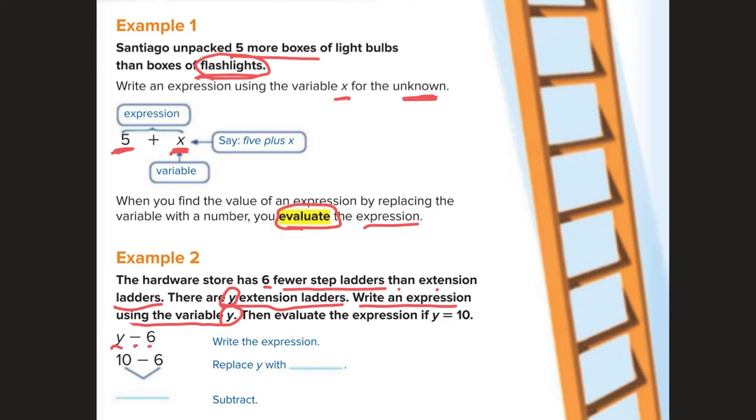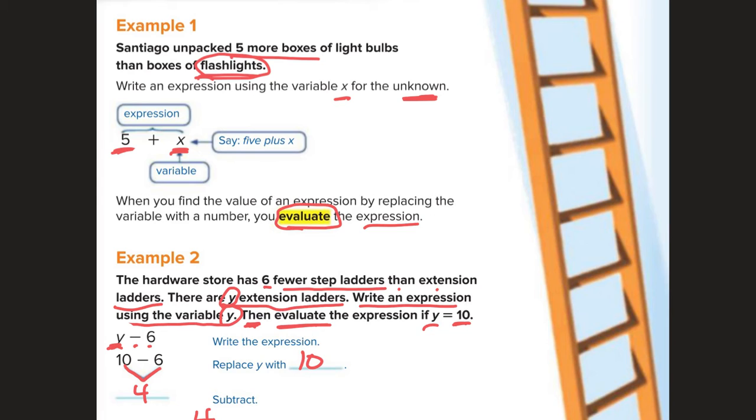But then the last part says, then evaluate, which is a fancy word for solve, the expression if Y is equal to 10. What that means is we're going to take the Y and replace it with a 10. So if I'm going to evaluate this expression, all I have to do is 10 minus 6 is 4. Replace Y with 10 and subtract. That's all we'd have to do to evaluate. So there are 4 step ladders.